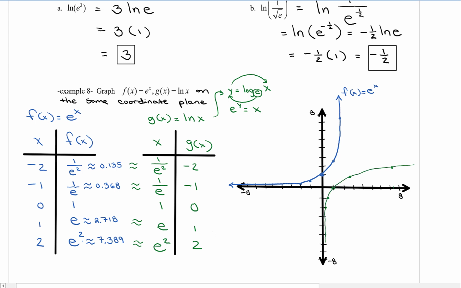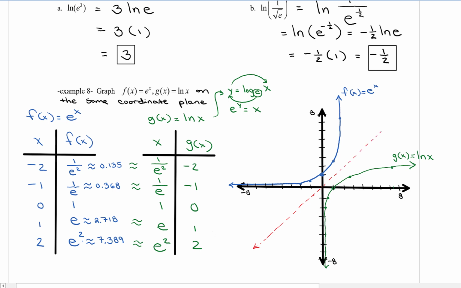I will extend the curve to the edges of my coordinate plane. I will draw arrows on the ends of my function, and I will also label this function with its equation g of x equals the natural log of x. Now you can tell that these are inverse functions, because if I draw the line y equal to x, you can see that these two functions are mirror images of one another.